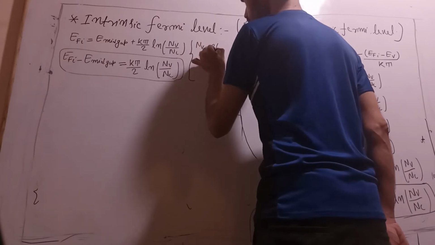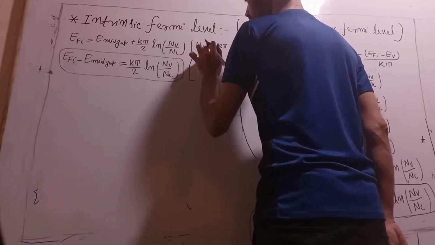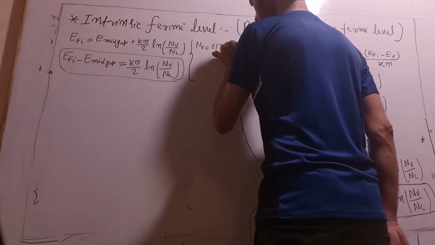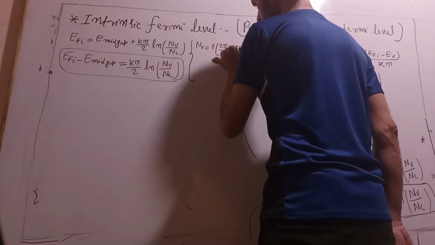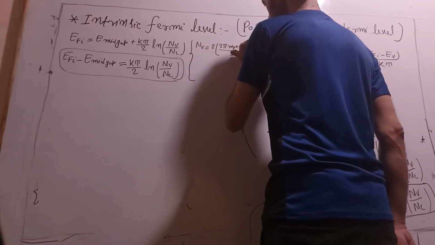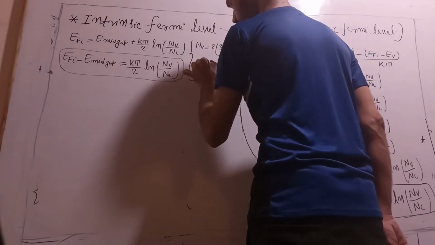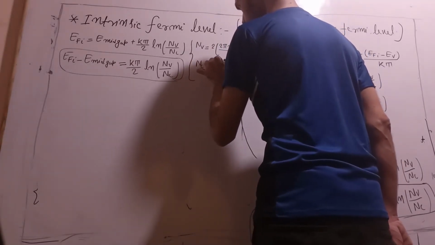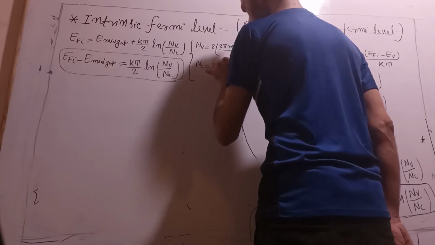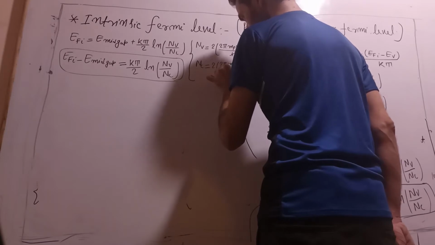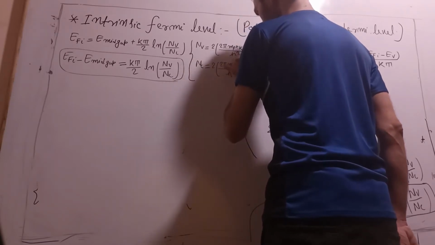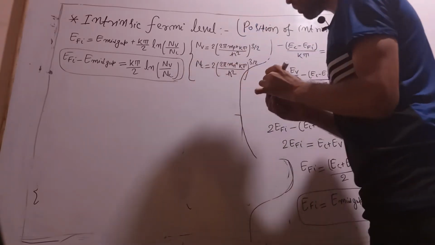NV is equal to 2 into 2 pi mp star kT divided by h square to the power 3 by 2. And this is what NC is equal to 2 into 2 pi mn star kT divided by h square to the power 3 by 2.